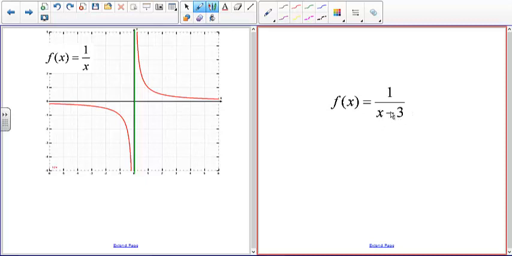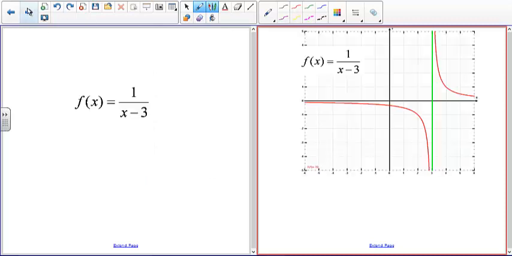Another way of looking at it in terms of rational functions is we know that the denominator equals 0 when x equals positive 3. 3 minus 3 is 0. So we know that we have a vertical asymptote at x equals positive 3. Therefore, you're basically just shifting the original reciprocal function over by 3 units in the x direction. So you approach positive infinity here and negative infinity here. The horizontal asymptote is y equals 0, and it's still y equals 0.